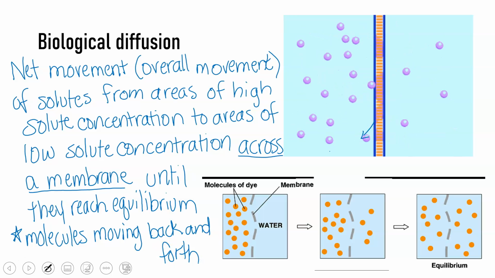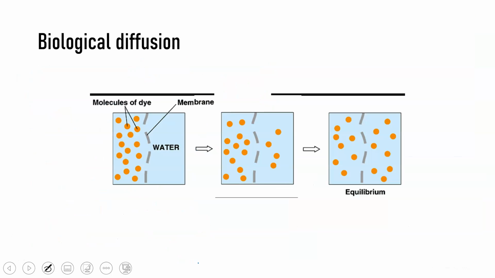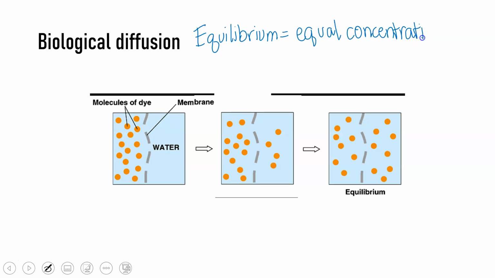What do we mean when we say that this keeps happening until the molecules reach equilibrium? Equilibrium occurs when there are equal concentrations of a given solute on both sides of the membrane.